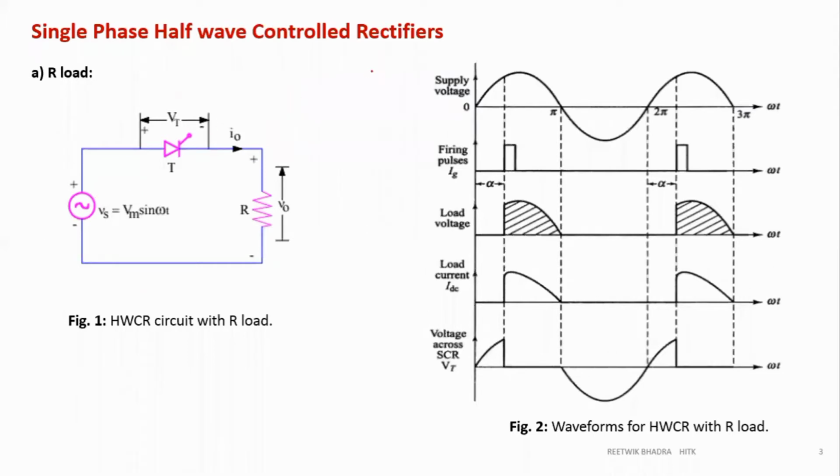Now, during the first half cycle, the supply voltage is drawn. So 0 to pi, we are reading this 0 to pi region. And we are giving a gate pulse at this point. So this angle at which the gate pulse is applied is called alpha, or the firing angle. The moment at which the gate pulse is given to the thyristor to make it turn on is called the firing angle.